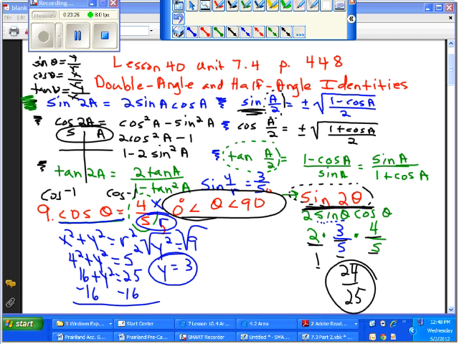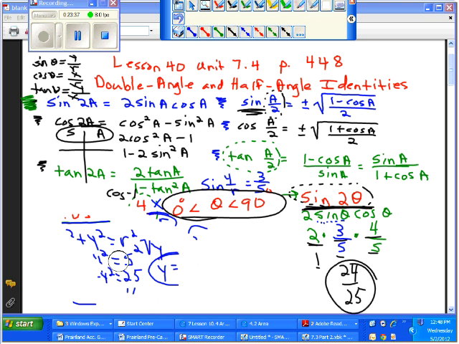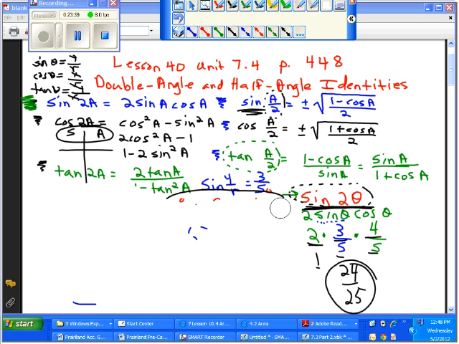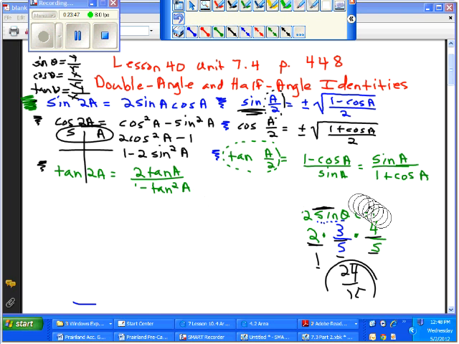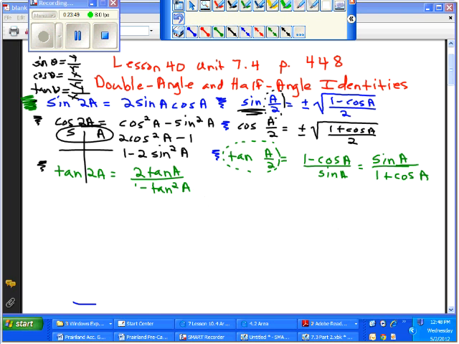Any other questions or thoughts? Good stuff. A lot of stuff involved here. All right, number 10. I'm kind of getting into some of my rules here. Okay, let me see if I can clean it up without making a mess.